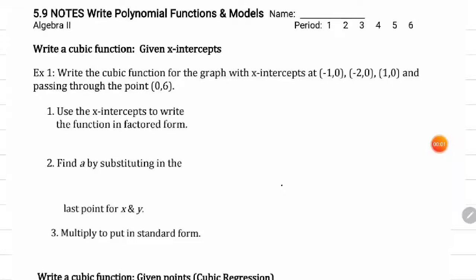Alright, this is Scholar Strive doing some more Algebra 2. Now we're going to write polynomial functions that don't have a leading coefficient of 1.